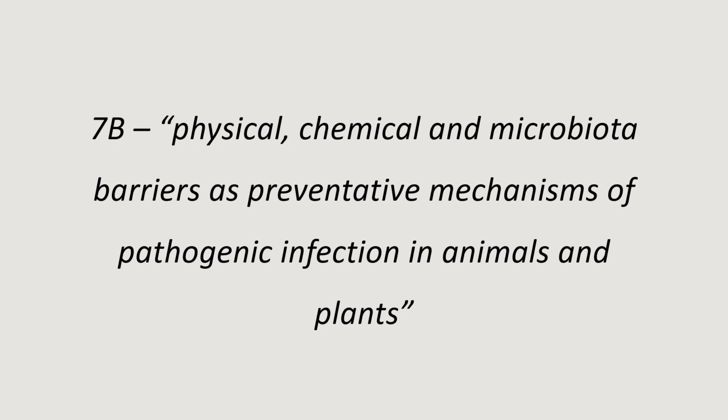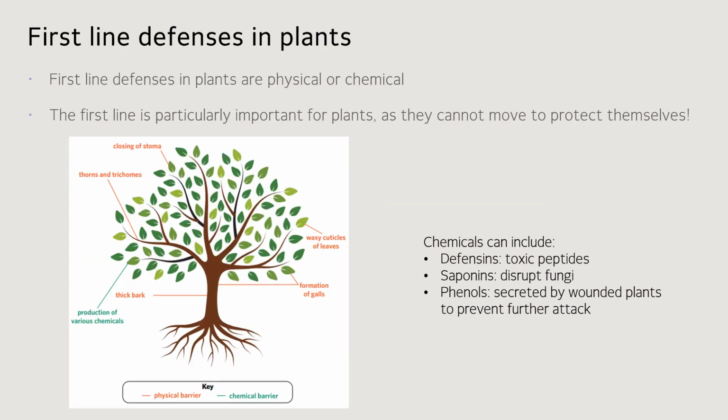These are all the very first barriers that we have in place to protect us from pathogens and disease. We are going to very quickly look at plants. We're only going to look at plants for the first line defenses. Plants don't really have second or third line immunity. They haven't really evolved anything like that. So they strictly rely on their first line defenses because there are pathogens that actually attack plants as well.